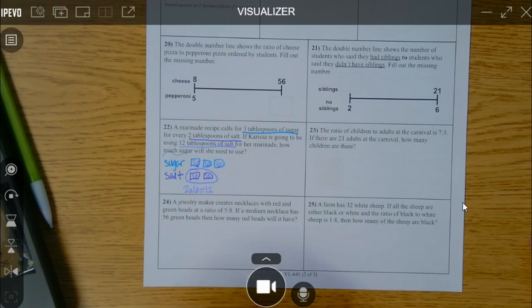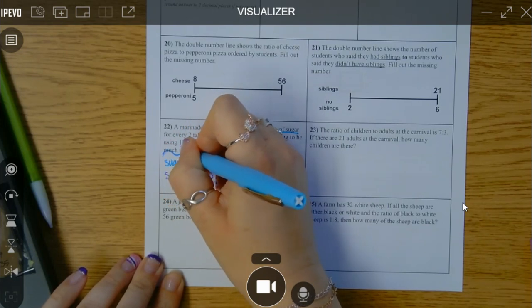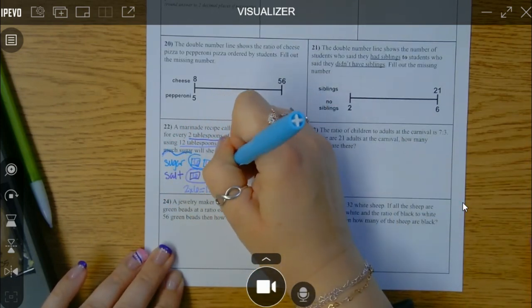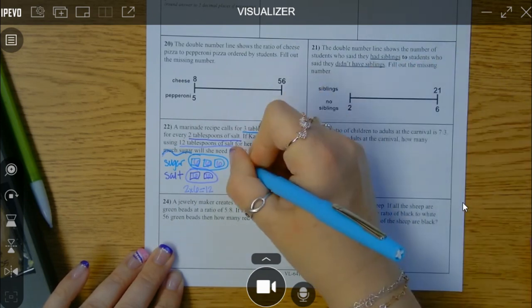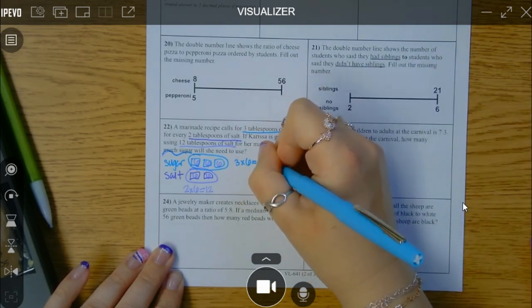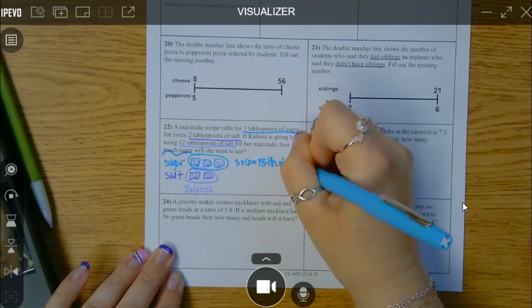They're specifically asking, okay, since there's 12 tablespoons of salt, how much sugar should I use? Well, what's talking about sugar? That's these 3 boxes, right? So 3 boxes that are each 6 is a total of how much sugar? Yes, 18 tablespoons of sugar.